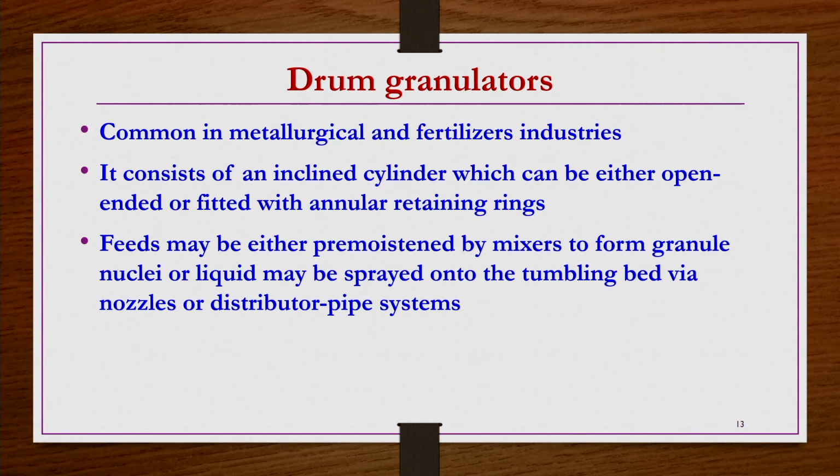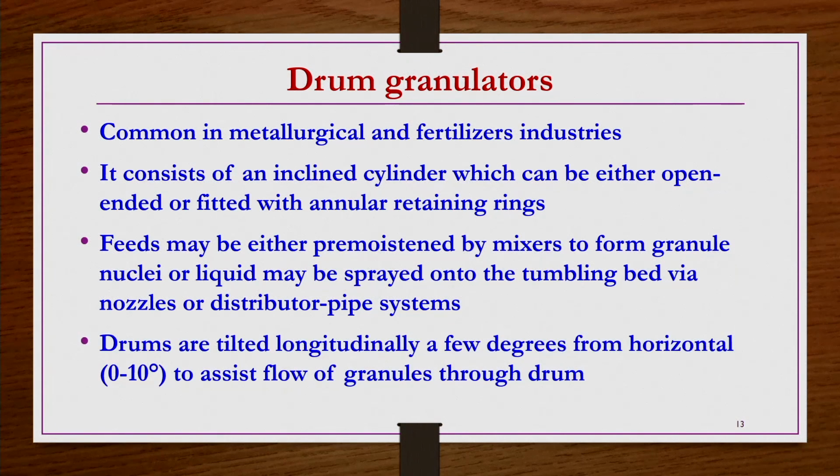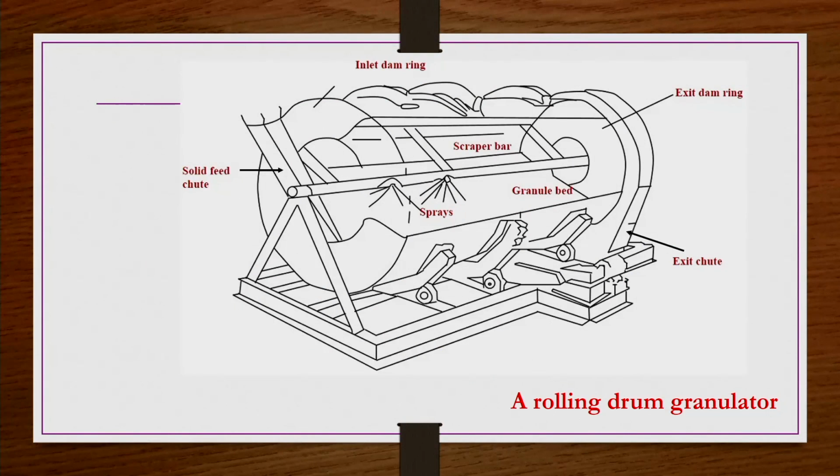Feeds may be either pre-moistened or pre-mixed with the binding material by which we are going to form the granule nuclei, or liquid may be sprayed onto the tumbling bed via nozzles or a distributor pipe system. Drums are tilted longitudinally a few degrees from horizontal, 0 to 10 degrees, to assist the flow of granules through the drum in general. So, a schematic of a rolling drum granulator is shown here.